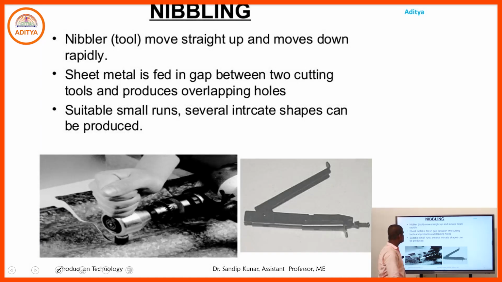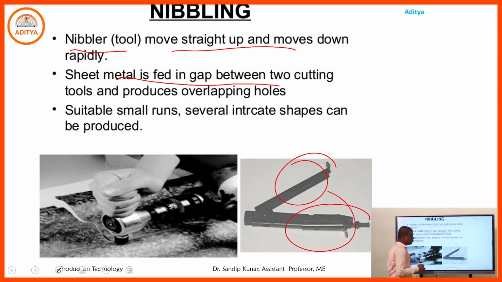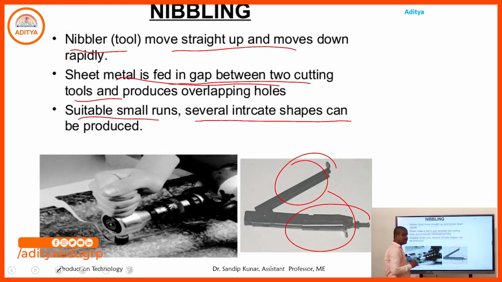Nibbling operations. Here the nibbler tool moves up and down, and using that nibbler tool we cut the metal. Sheet metal is fit in the gap between two cutting tools, that is, the two cutting tools, and it produces overlapping holes. Suitable for small runs, several intricate shapes can be produced using the nibbler tool.